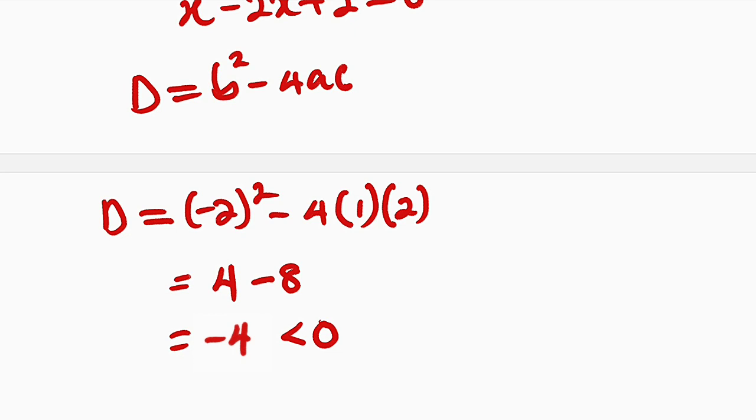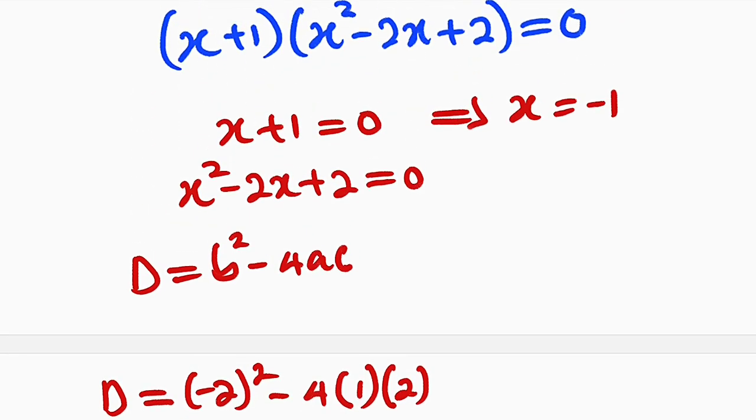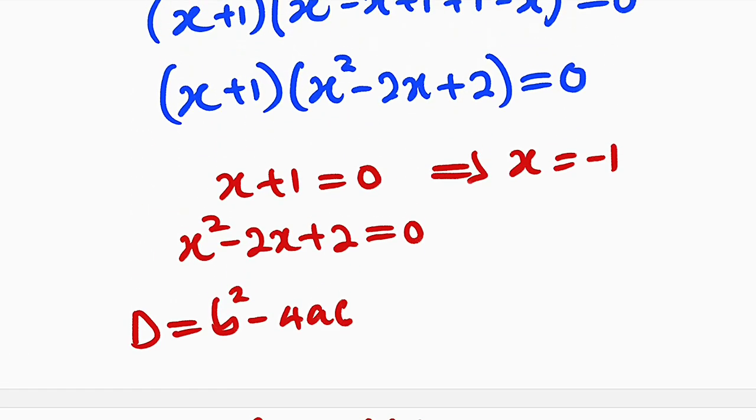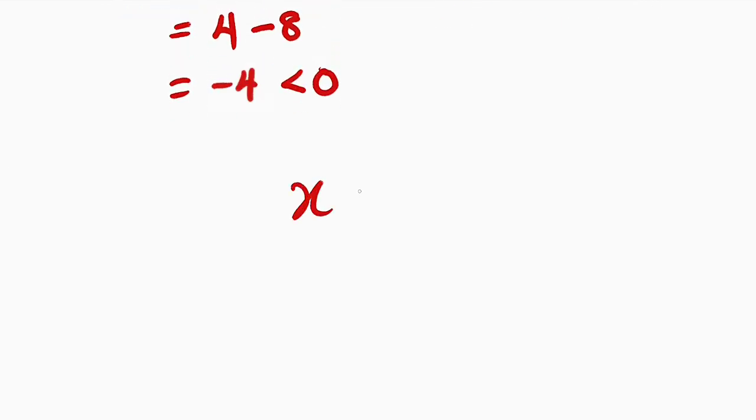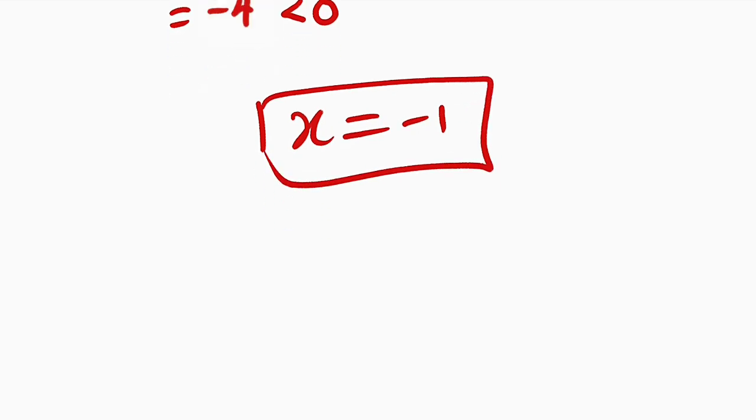Since D is less than 0, we have no real solution here, and hence we are going to conclude that x equal to negative 1 is the valid solution. x equal to negative 1 is the valid solution, and you can test it in the main equation to see whether this is true.